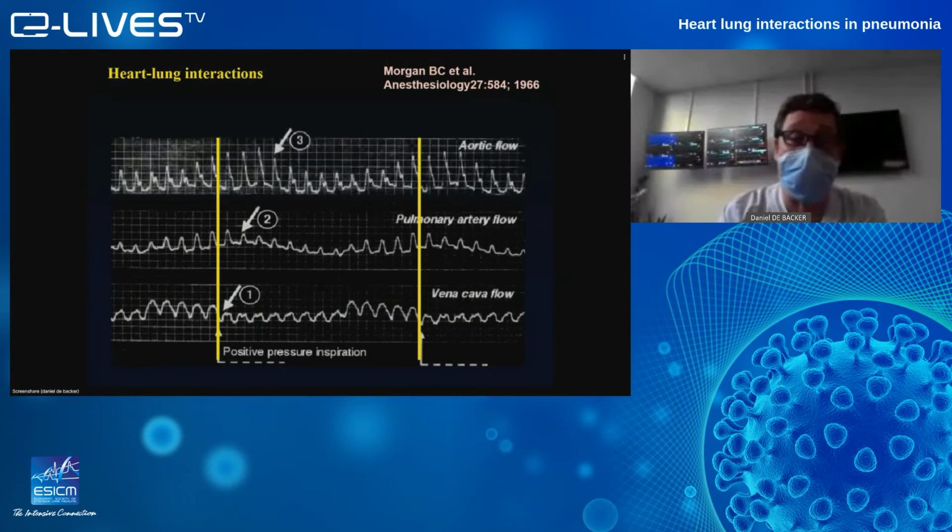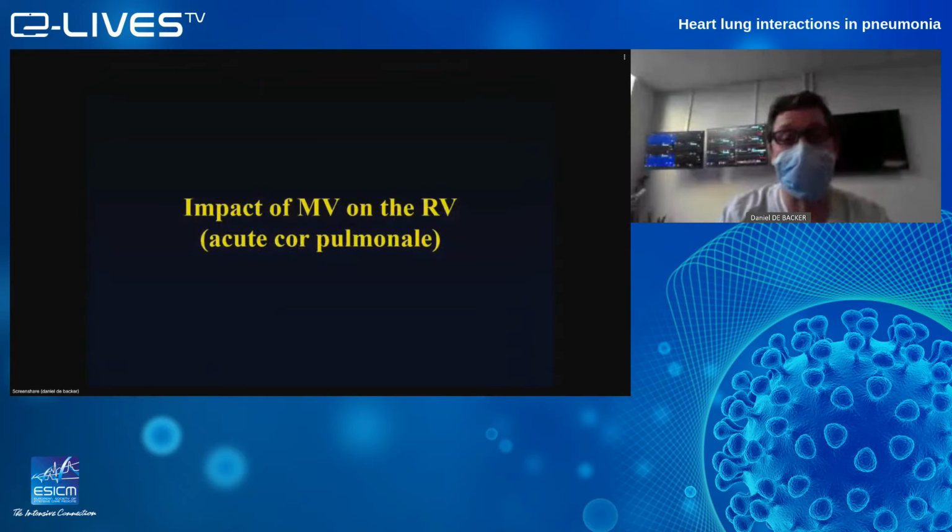For the aortic flow, you can see that initially there is an increase in the aortic flow, but during the early expiration, there is a decrease in the aortic flow. So there is a time lag between the decrease in vena cava flow here and the decrease in aortic flow, which is the transit time through the lung. And this transit time through the lung may be somewhat variable from one patient to another, but it usually takes 3 to 4 heartbeats to be transmitted.